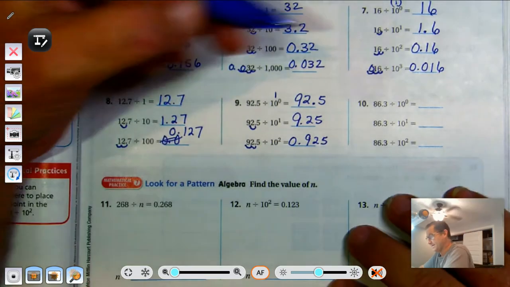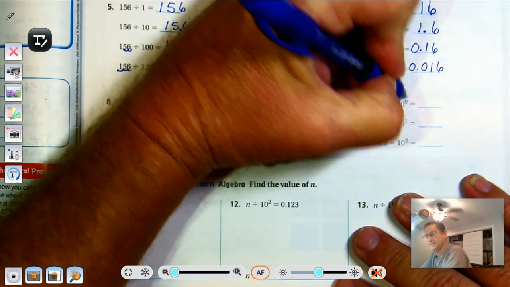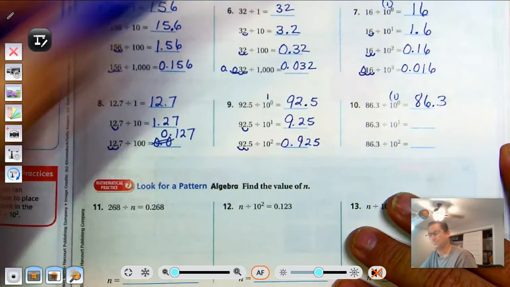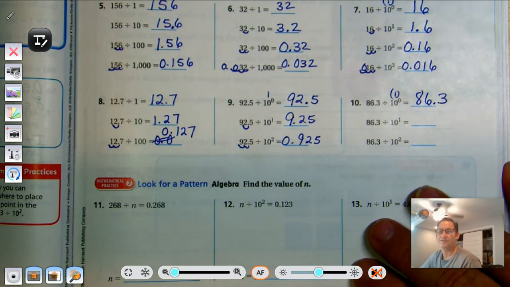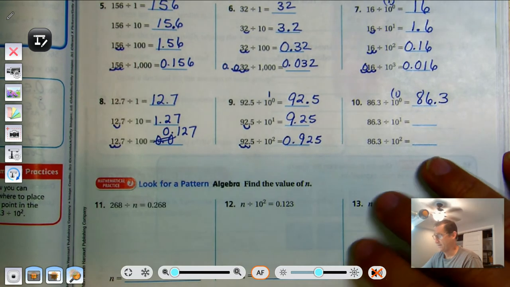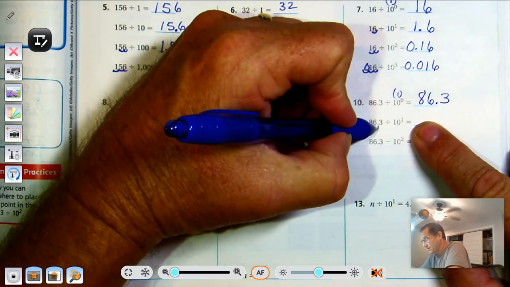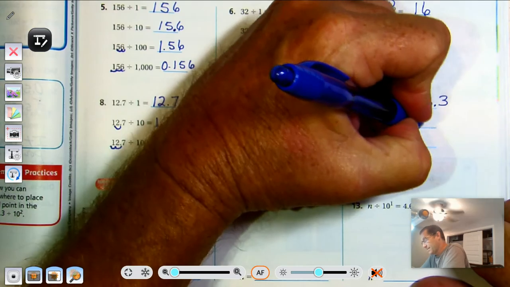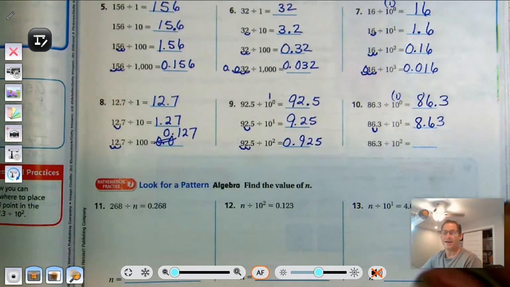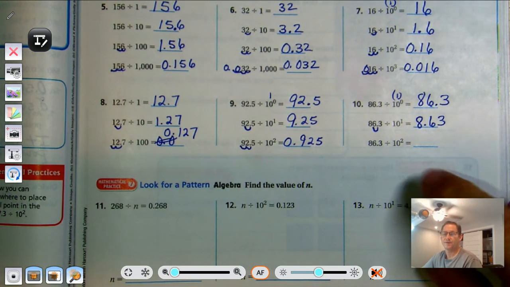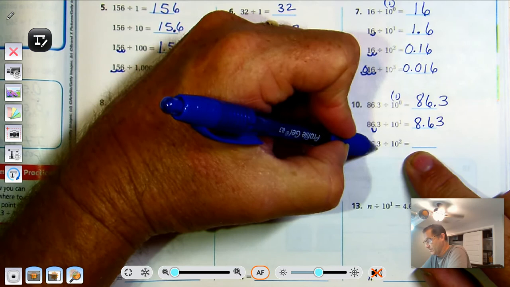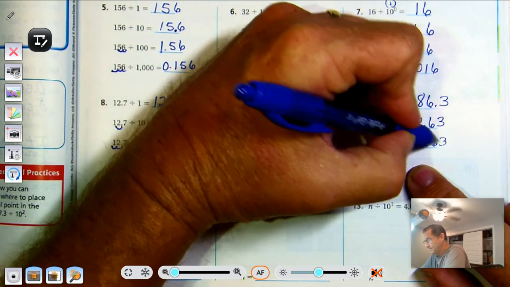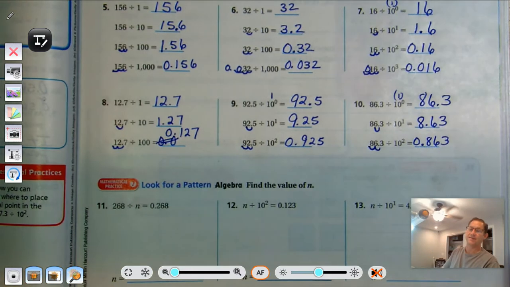Number 10, 86 and 3/10 divided by 10 to the 0, which is 1, is 86 and 3/10, the same number. 86 and 3/10 divided by 10 to the first power means you're going to move the decimal point 1 place to the left, and we'd have 8 and 63 hundredths. And 10 to the second power, we'd move the decimal point 2 places to the left, and we'd have 863 thousandths.